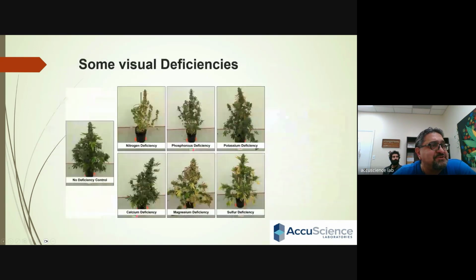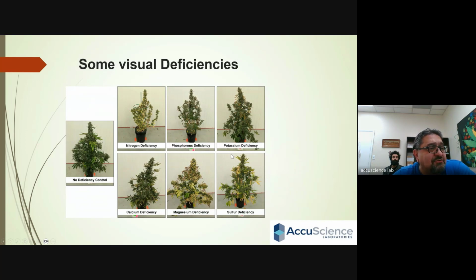Here, I'm sure you have seen some of these deficiencies I'm showing in these pictures. On the left side, you see a very healthy, no deficiency control cannabis plant. Then you see a nitrogen deficient plant. You see here a phosphorus deficient plant. Here's one with potassium.